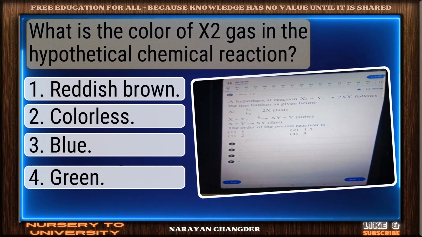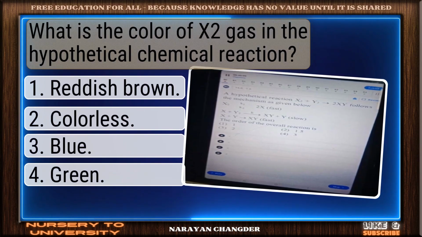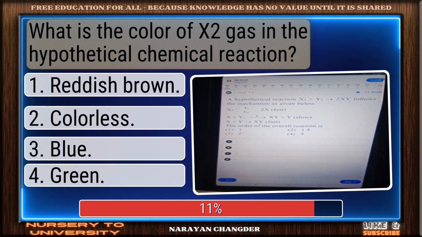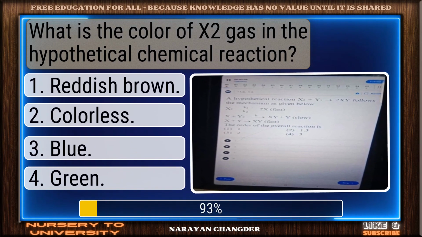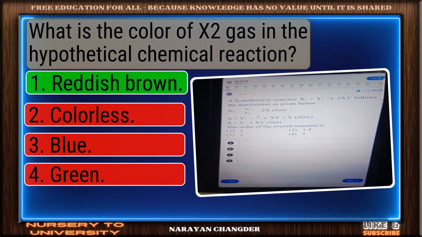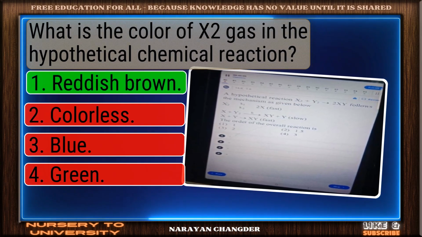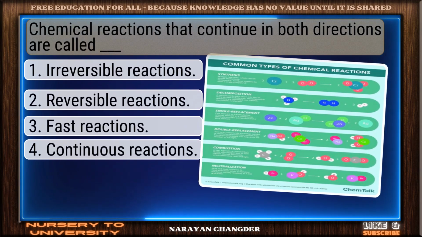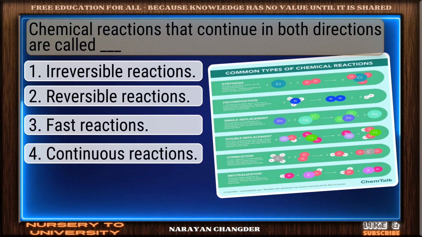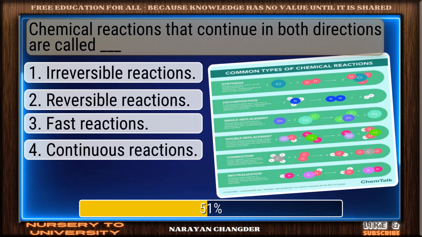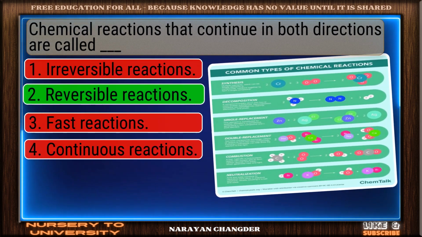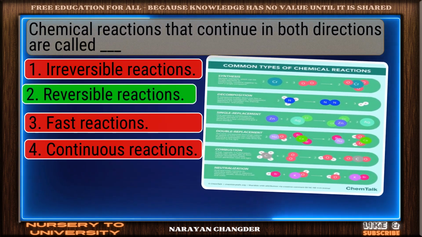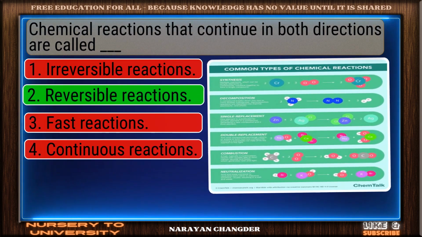What is the color of X2 gas in the hypothetical chemical reaction? Exactly. Reddish-brown makes sense, and it is the right choice. Chemical reactions that continue in both directions are called dash. You're right. Reversible reactions is the correct answer.